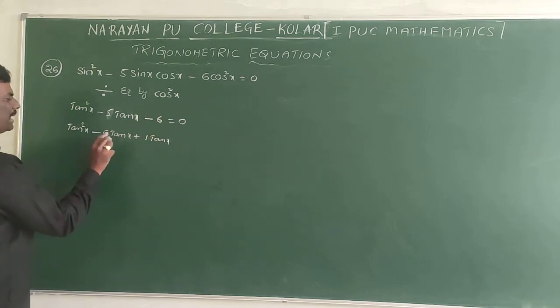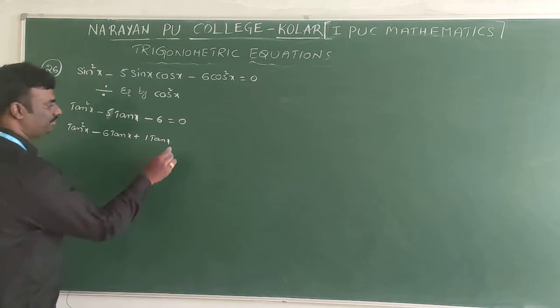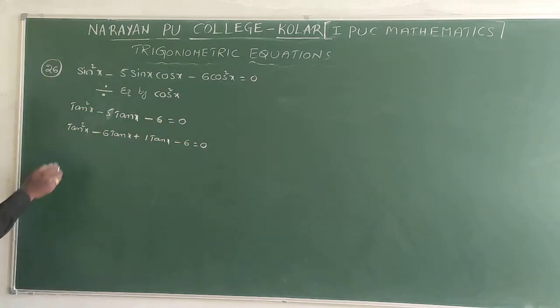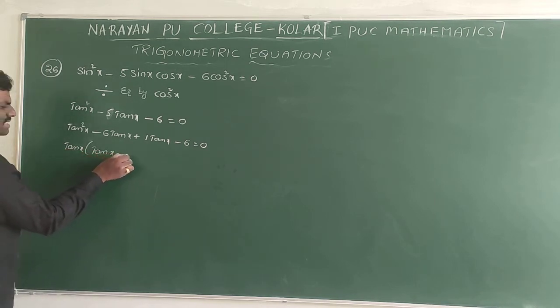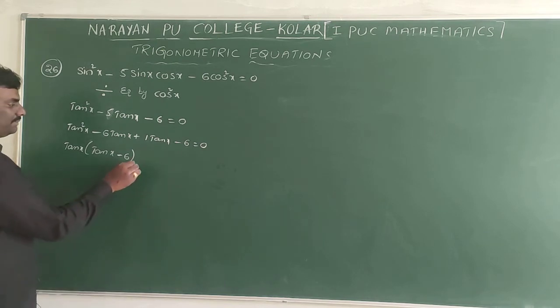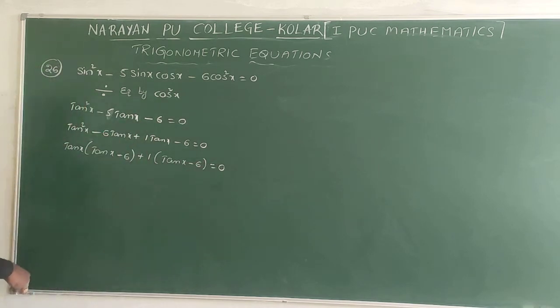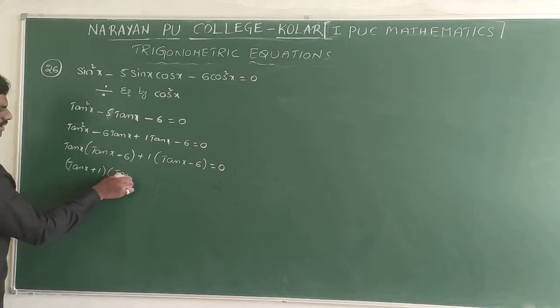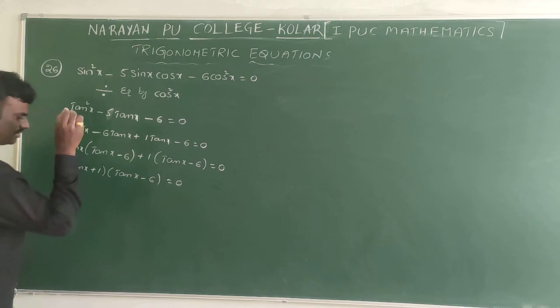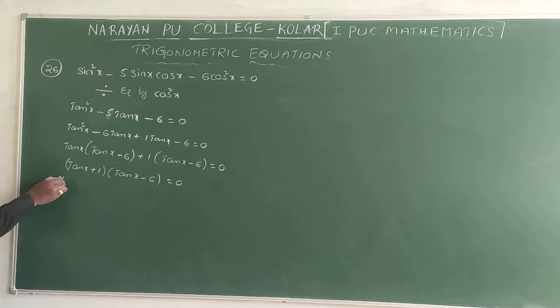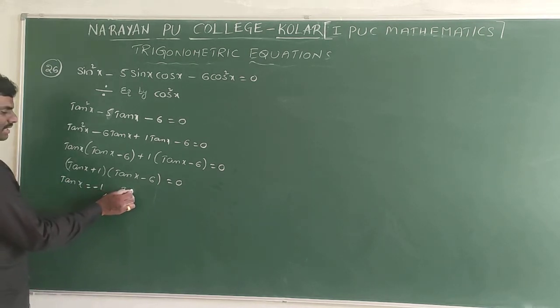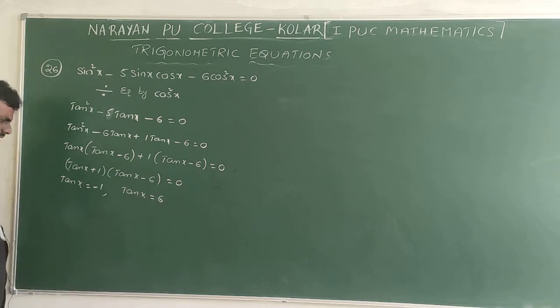You will check it. Minus 6 into 1, minus 6. In these two, I can take tan x common: tan x minus 6. Here 1 common: tan x minus 6. Again, you take tan x minus 6 common. We will get tan x plus 1 into tan x minus 6 is equal to 0. From this, you can write tan x is equal to minus 1. Here you can write tan x is equal to 6.